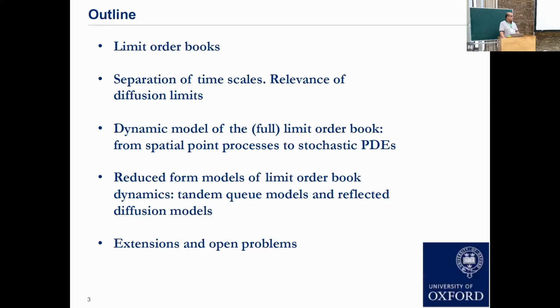I would like to take the opportunity to show you some examples of problems coming from quantitative finance, where queuing systems and stochastic reflection and asymptotic methods such as diffusion limits are relevant and can be used to answer some interesting questions. So I'll start by explaining the context of the problem, and then show you why asymptotics is relevant in this type of problem. And then I'll show two different ways in which these problems can be studied. One is to build the full dynamic models of the limit order book.